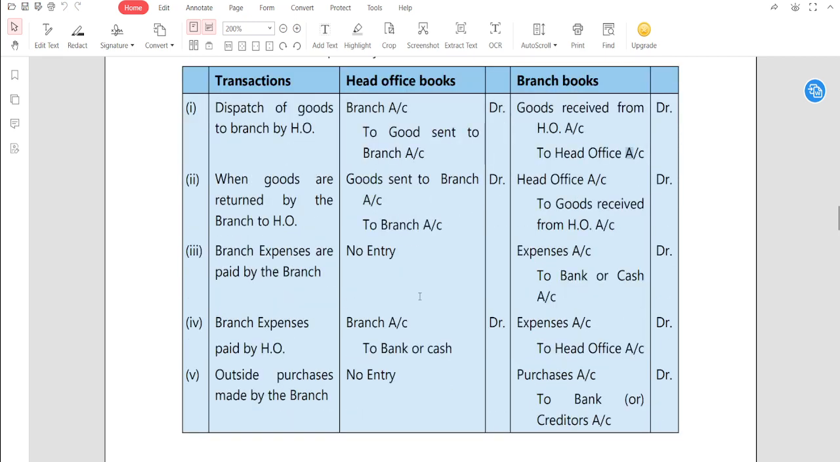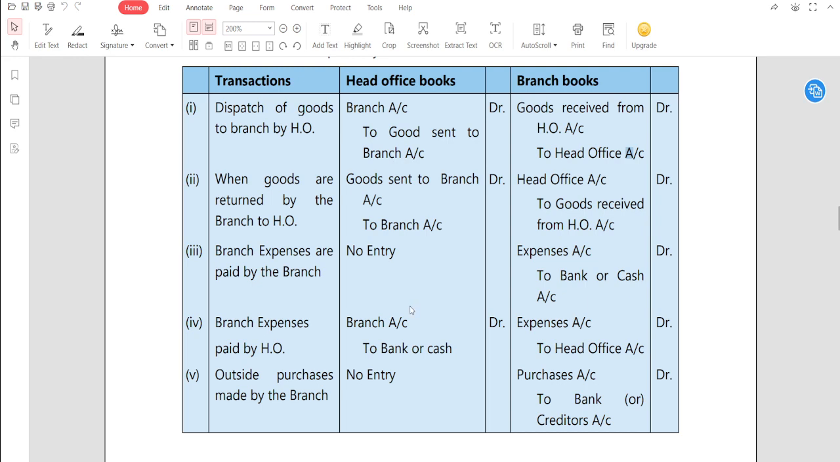Branch expenses paid by the branch. It's very easy. When branch expenses are paid by the branch itself, why would HO maintain a journal? There is no need, because HO doesn't need to record any journal with respect to expenses paid by the branch itself. Rather, the branch will record all those transactions in its own books. So expense account debit to bank account. I am repeating again, expense account debit to bank account. This is the journal we have.